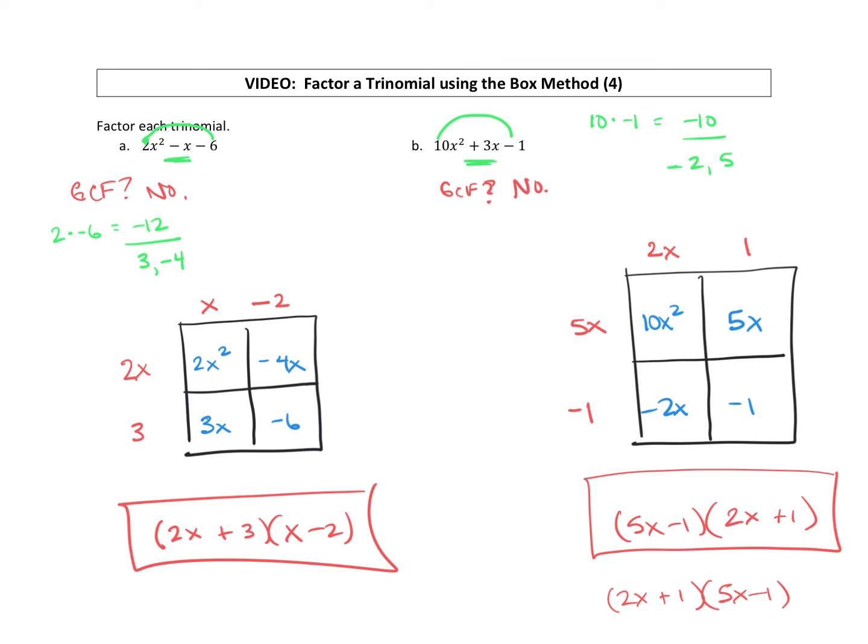The reason why it doesn't matter which parenthesis we write first is because when we factor, this is representing multiplication. Multiplication is a commutative property, which means if you switch the order of multiplication, you do get the same answer. So the order doesn't matter when we write multiplication.